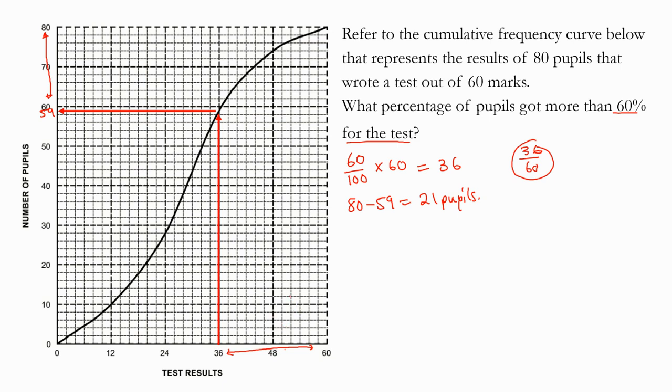Now the question says, what percentage of pupils got more than 60%? So what is this as a percentage of the total number of learners? You're saying 21 out of 80 because there are 80 learners in total. Then we convert this fraction to a percentage by multiplying by 100, and we get 26.5%. Okay, so that's what you're supposed to do for this question.